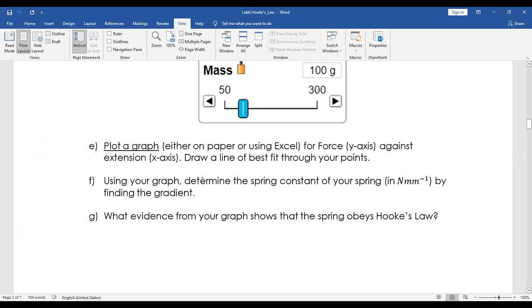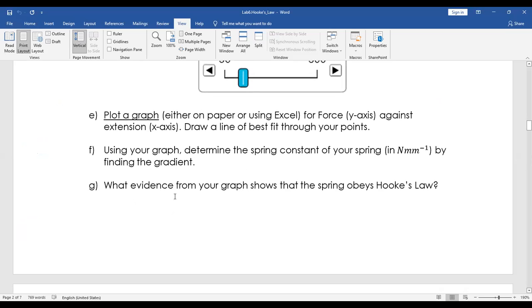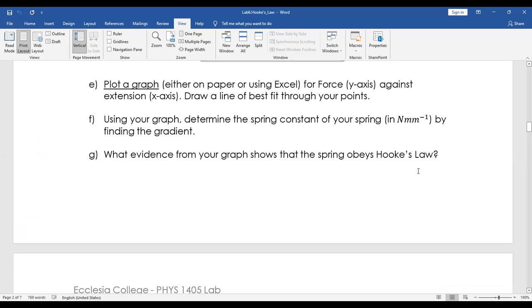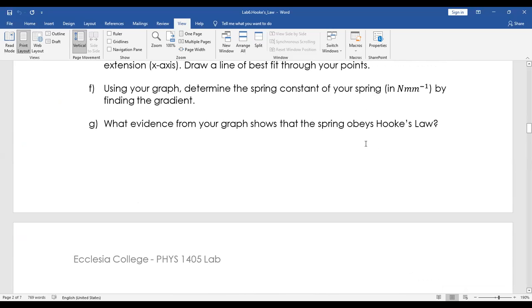Then using your graph, determine the spring constant of your spring in Newton per millimeter by finding the gradient. What evidence from your graph shows that the spring obeys Hooke's law?